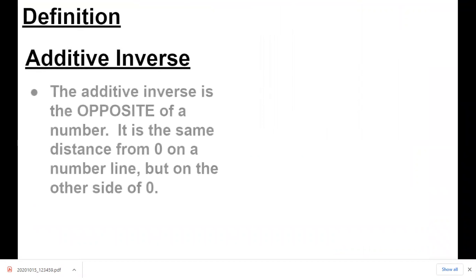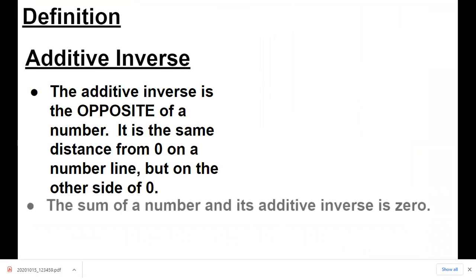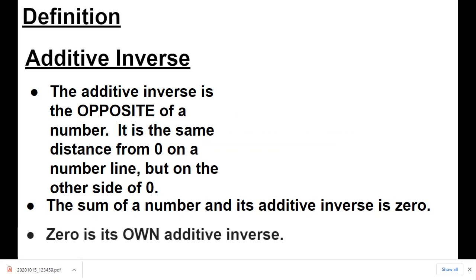So we need a definition of an additive inverse. An additive inverse is the opposite of a number. It is the same distance from zero on the number line, but on the opposite side of zero. The sum of a number and its additive inverse is equal to zero. And zero is its own additive inverse.